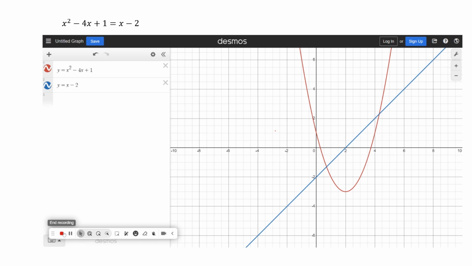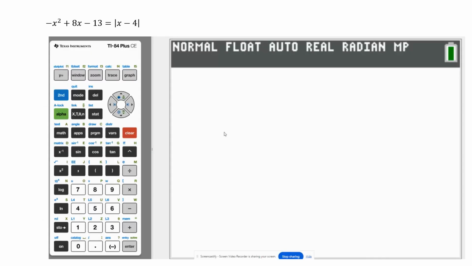So that's graphing and solving using Desmos. We just graph each of them separately, and we look to see where they are equal. You hover over, and it shows you those x values. All right. Next one, we have using a graphing calculator.